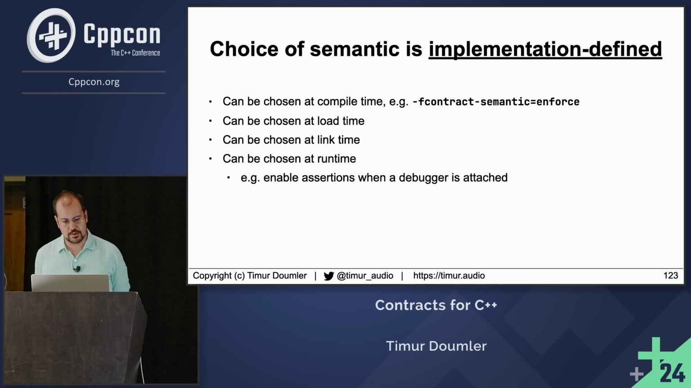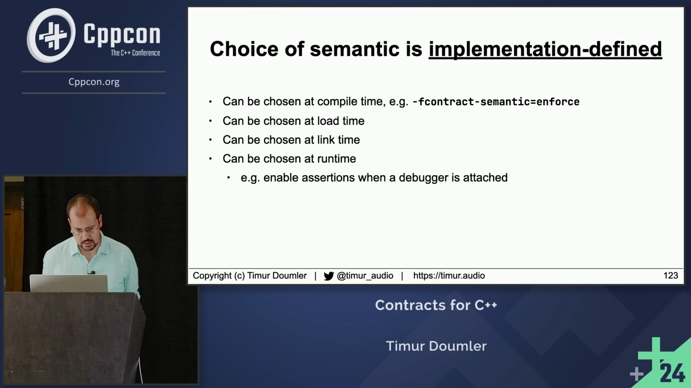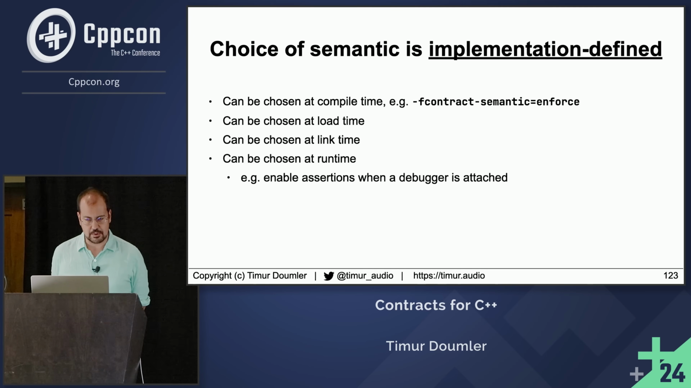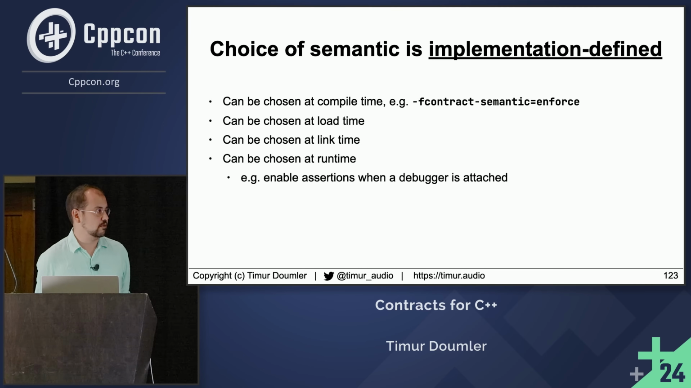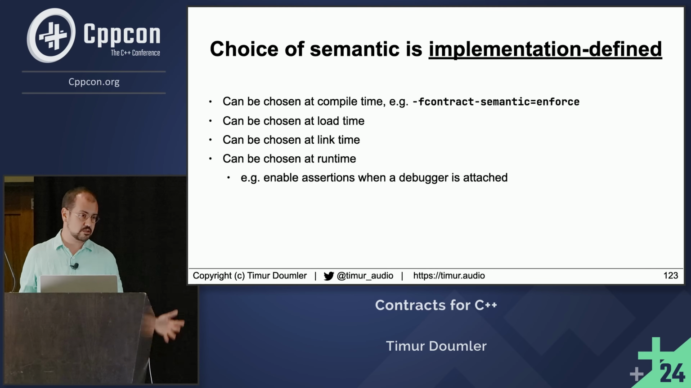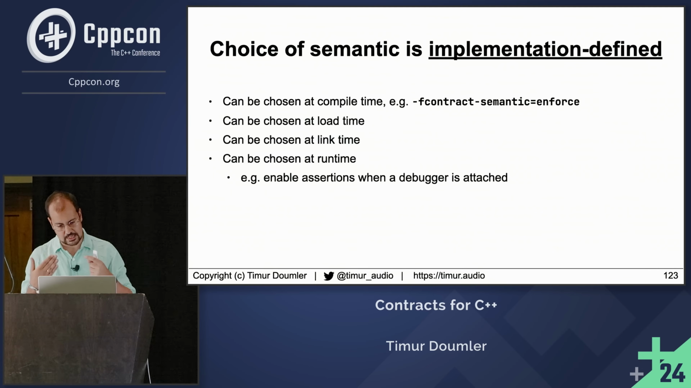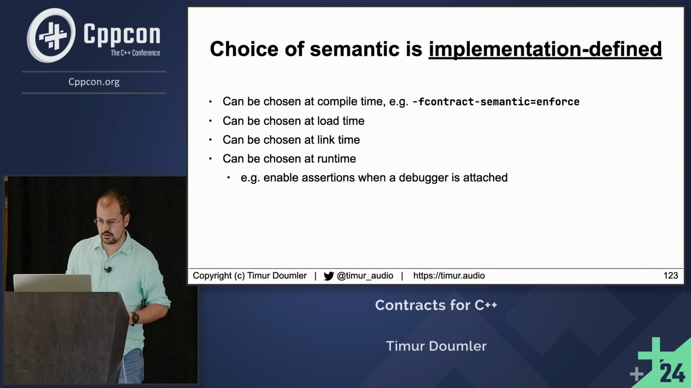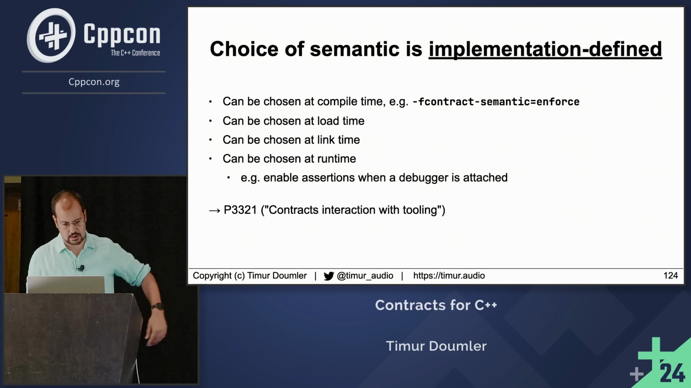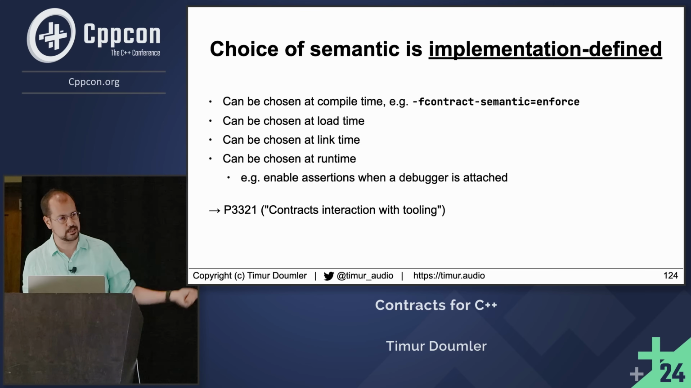You could also presumably choose the semantic at load time, at link time, at runtime. There's lots of different scenarios here that are possible. For example, you could enable assertions when you attach a debugger at runtime. That is a perfectly valid implementation of this proposal, and maybe tools want to do something like this, maybe not. But we think it's useful to specify it in a way that it allows all of these scenarios. There's a paper here, P3321, which talks a little bit more about what we actually expect compilers to do, what options and flags we actually expect them to offer.